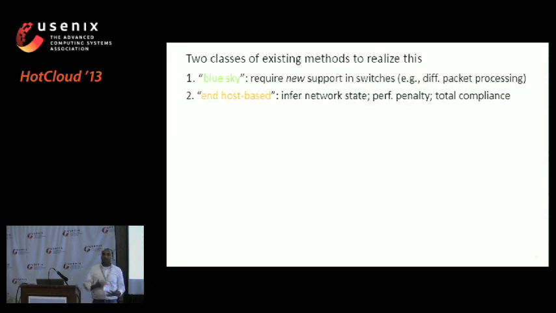There are a bunch of solutions out there, including some that Shiva had pointed out. Essentially, they fall into two classes. The blue sky solutions require new switches or new NICs. You have to do better packet processing. There are a bunch of other solutions that are end host based. So these are mostly in software, but as Shiva was also saying, they have to infer the network state.